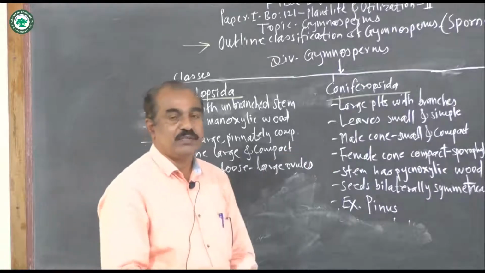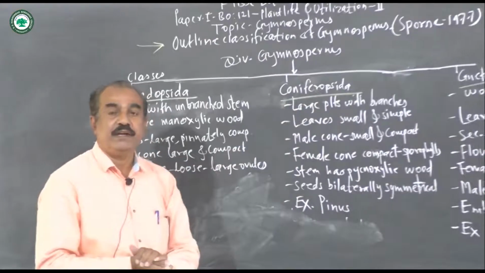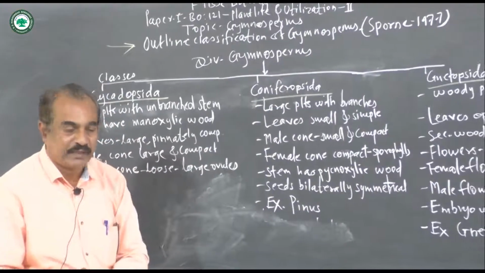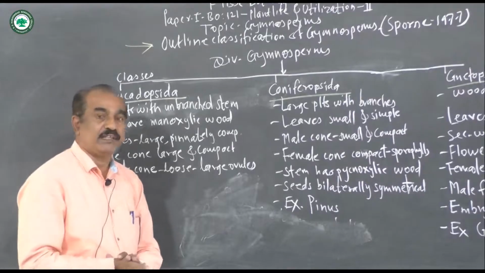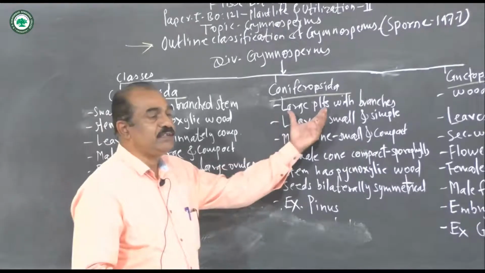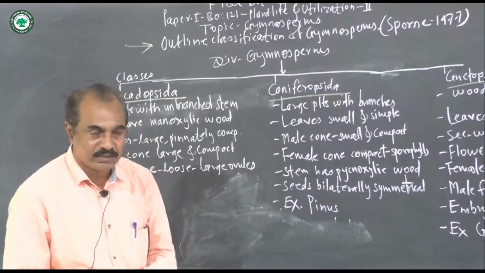Now the second class, which is called the Coniferopsida. It also shows different types of characters. First character, large plants with branches. For example, Pinus. Here the plant has a tree habit. They are very large and they show profusely branched structures.